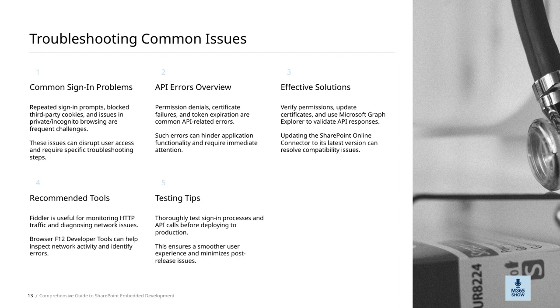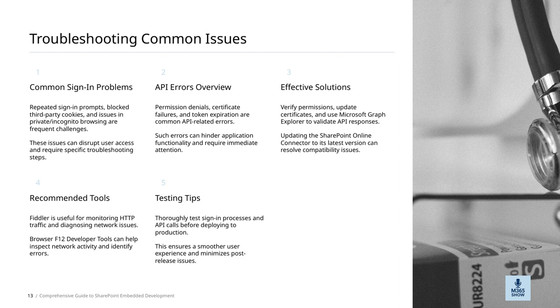Similarly, using your browser's F12 developer tools can help you inspect network activity and spot errors that might be affecting your app. Another key aspect is verifying permissions, updating certificates as needed, and leveraging the Microsoft Graph Explorer to validate that your API responses are correct. Keeping your SharePoint Online connector updated to the latest version can also resolve many compatibility issues that might arise.